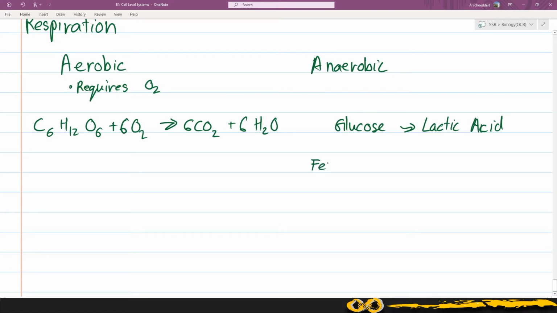There are some organisms that can do a process called fermentation, and this is a process that is also anaerobic, and the organism will take glucose and turn it into ethanol and carbon dioxide.